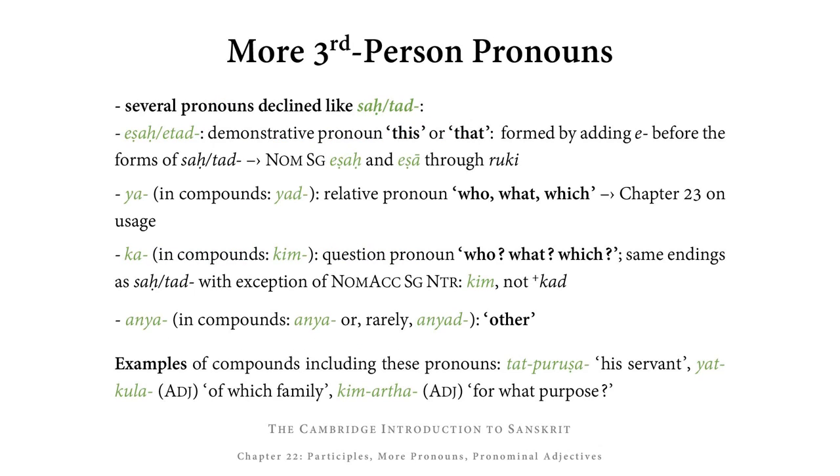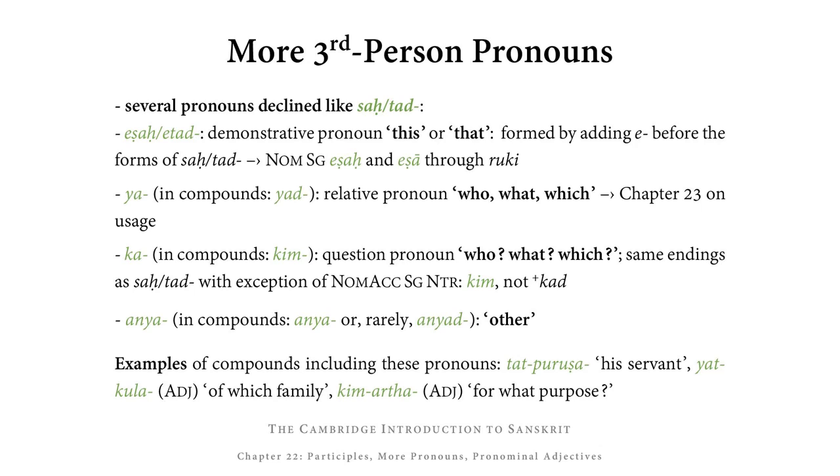Then on to the second new thing for this chapter, which is more third-person pronouns. In chapter 20, we encountered the pronoun sachtad, which had its very own set of endings. But there actually are several other pronouns that decline just like sachtad, i.e. that have exactly the same endings, and these are what we'll be looking at now. First of all, there is eshach etad, which is a demonstrative pronoun meaning this or that, which is formed by adding e before the forms of sach or tad.